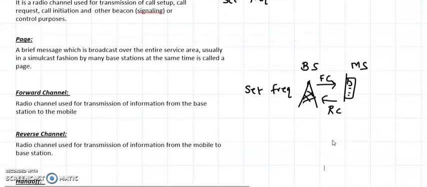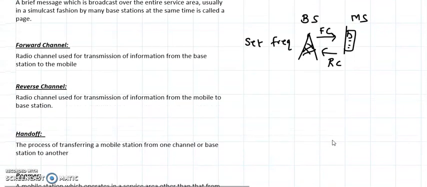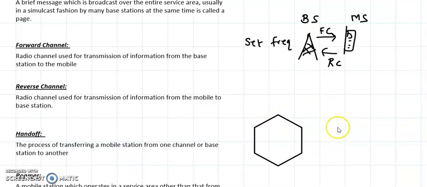Let us now move on to the next definition, which is called the handoff. Handoff means the process of transferring a mobile station from one channel or base station to another. So, for example, let us say I have a cell like this. I have another cell like this. Okay, I have two cells, both of them are hexagons. I have one mobile station.